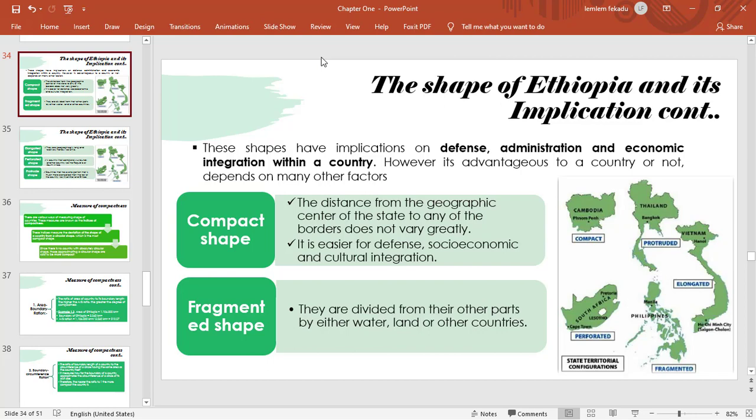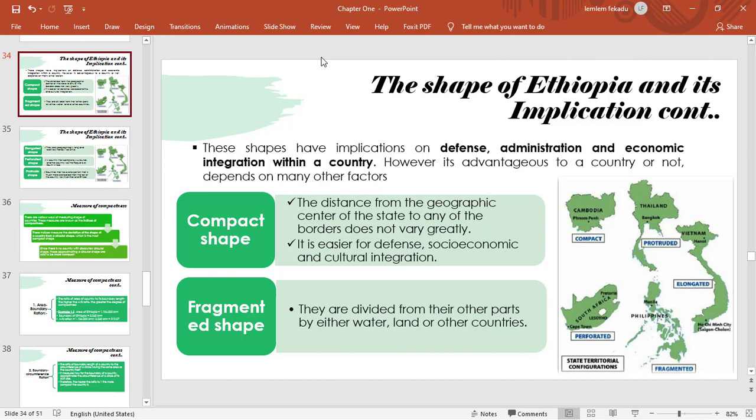Let's see each shape of countries and its advantages and disadvantages. The first is compact shape countries. The distance from the center to the geographic border is relatively equal. This shape of country is easier for defense, and socio-economic and cultural integration. An example of compact shape countries is Cambodia, and Ethiopia is also considered a compact shape country.